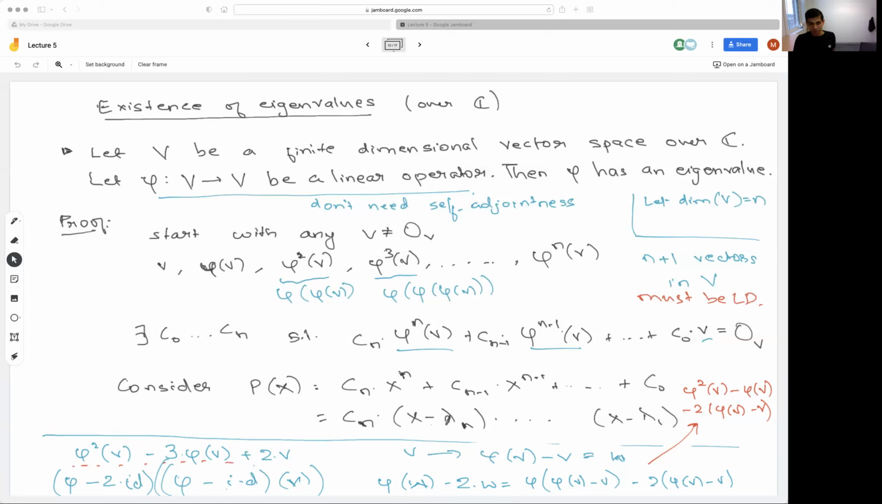So you can think of applying this polynomial in terms of its factors to v and obtaining the expression which we have, which is a linear combination of phi to the n acting on v and phi to the n minus 1 acting on v, and so on. Does that make sense? Yeah. Okay, so good. So that actually helps me make the next point.